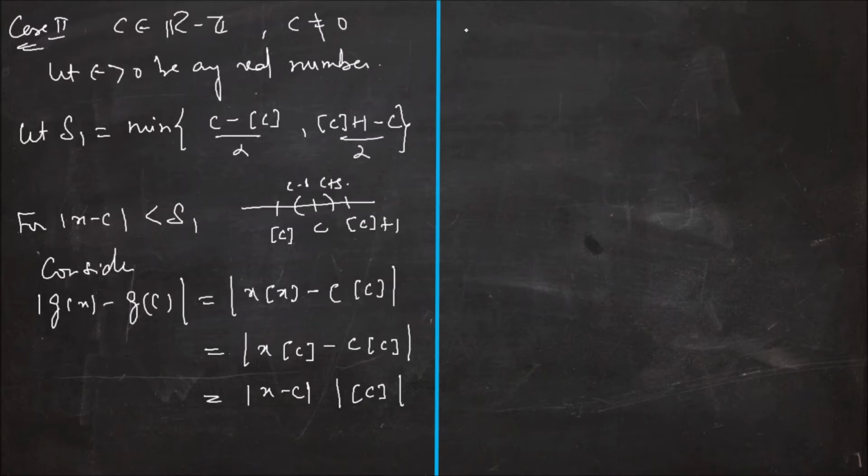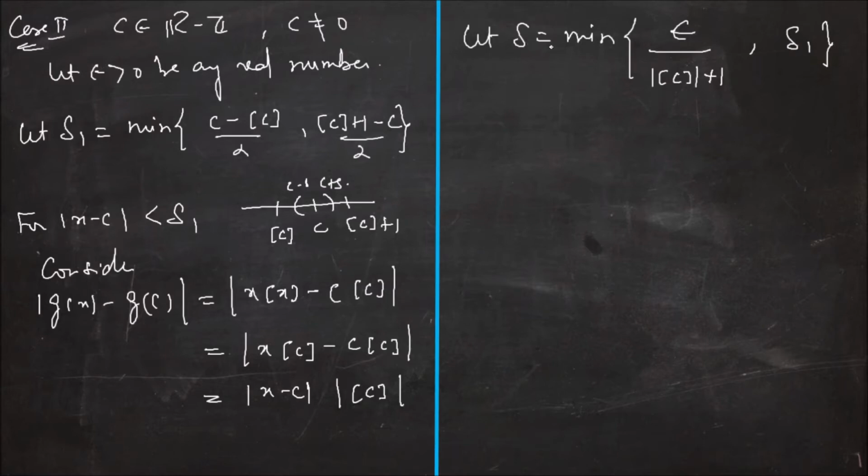Let delta equal to the minimum of delta 1 and epsilon by mod c. So this can be 0 also, so we have to add +1 to it so that it does not create any problem, and then we can take delta 1 here. So delta is less than delta 1, so this bound is satisfied, and delta is also less than epsilon by mod c +1.